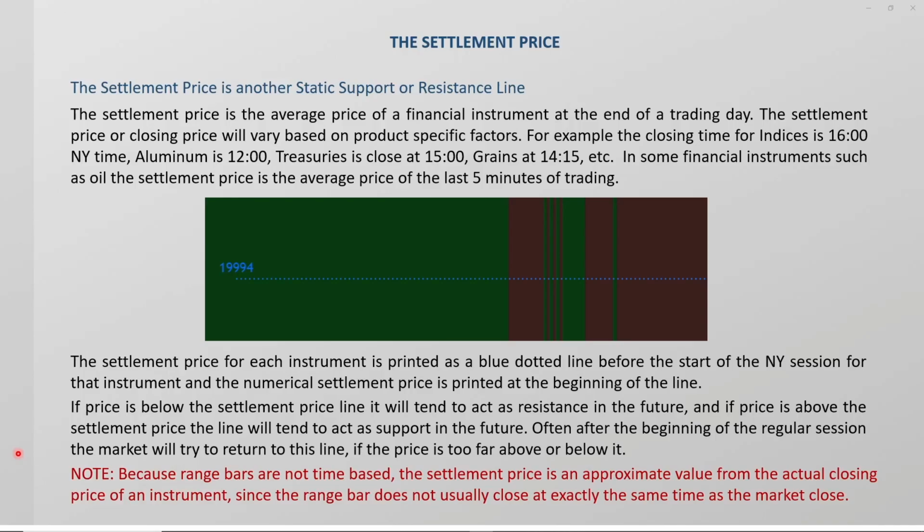Note, because range bars are not time-based, the settlement price is an approximate value of the actual closing price of an instrument, since the range bar does not usually close at exactly the same time as the market closes. For example, in the indices, the closing time is 1600, but the range bar is not time dependent. Therefore, that bar might close at 1601 or 1602. Therefore, the settlement price line will not be exactly the same as the closing price at the market, okay? But it's only an approximate value.